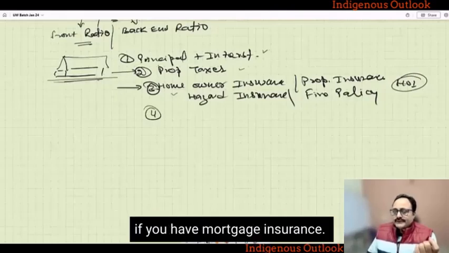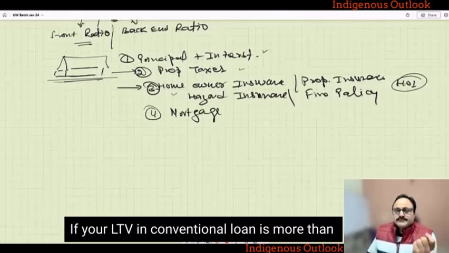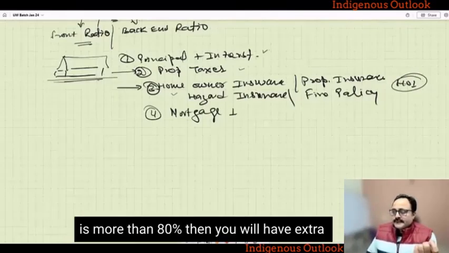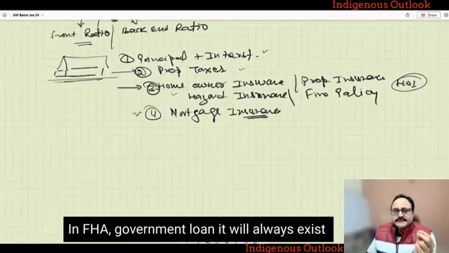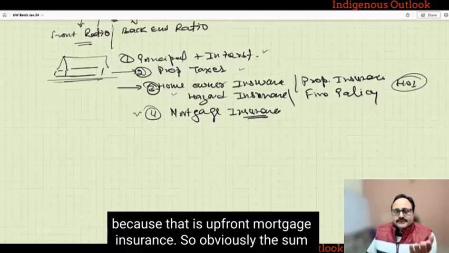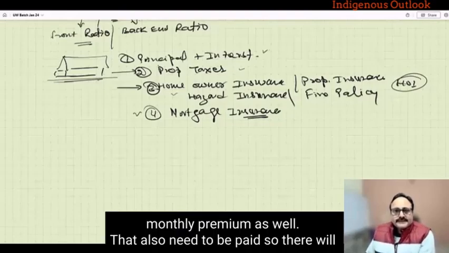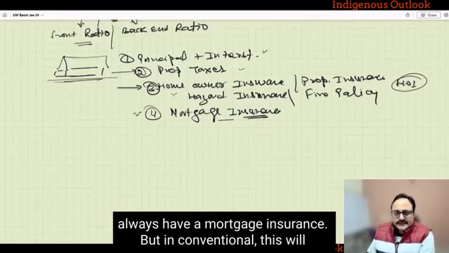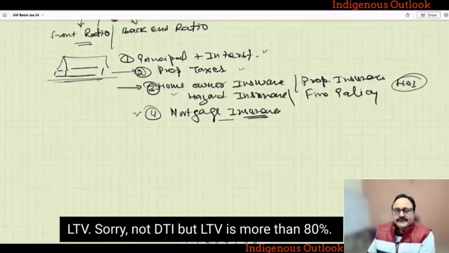Plus number 4, mortgage insurance. If the LTV in a conventional loan is more than 80%, then you will have extra insurance, private mortgage insurance. In FHA, a government loan, it will always exist because there is an upfront mortgage insurance. The lump sum amount needs to be paid upfront, and then there will be a monthly premium as well. But in conventional, this only applies when your LTV is more than 80%.